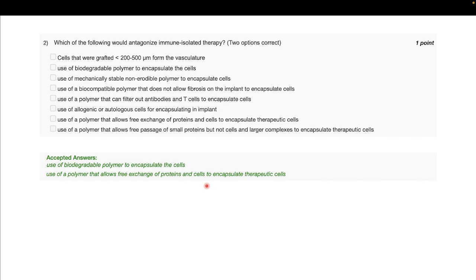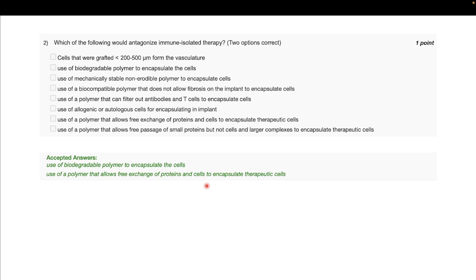So this is also what we don't want, right? You want to choose a polymer membrane in such a way that it will have small pore size, and it will not allow a free exchange of proteins and cells to come inside. So if it allows the proteins and cells to come in, your antibodies, which are very large proteins, could come in and start attacking the therapeutic cells, or your macrophages and dendritic cells could come in and start interacting with the therapeutic cells, which is what we don't want.